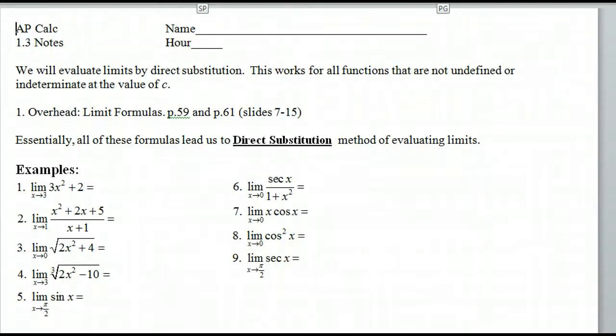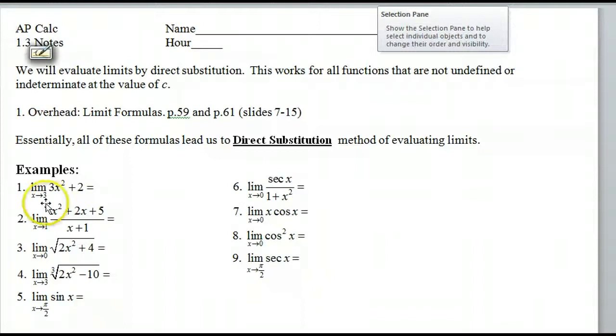The patterns turn out to be that if I have some sort of continuous function, and we haven't talked about continuous too much, but I think you can get an intuitive idea about that, if I plug in this 3 into here, that will give me the y value that I'm approaching, and that's pretty much what we're going to be doing. We will run into some situations where we get a 0 in denominators and some other things, but we'll try to resolve those.